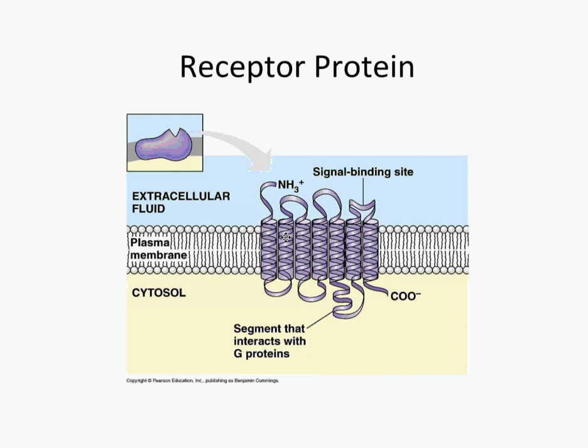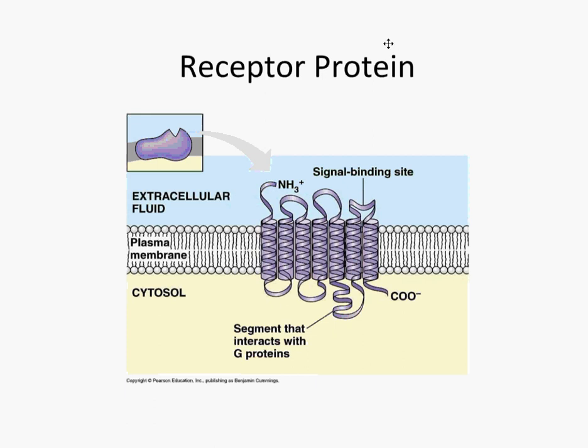Just wanted to show a quick picture of a receptor protein. Remember, proteins are made up of primary structure, secondary, tertiary, those sorts of things. Here's a tertiary structure, and this shows the binding site and how that binding site could affect the rest of this protein at the molecular level. And it just reminds us that proteins have shapes, and shapes determine their function.